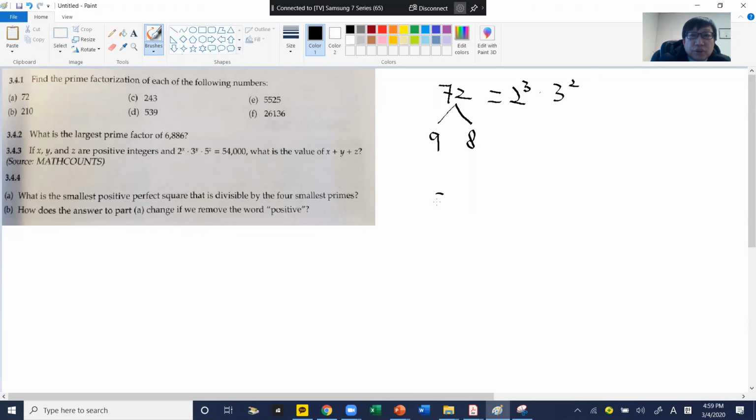How about the 243? That one is divisible by 9, right? Yeah, because some of them are not even numbers. So this one must be 9 times something, right? Mentally, we are going to divide it, okay? 20-something, right?